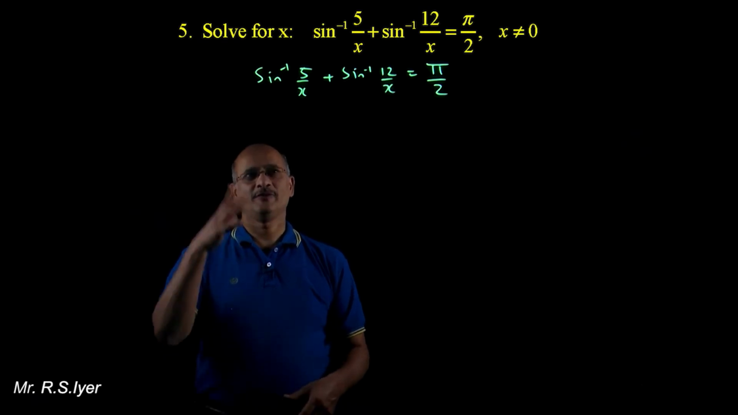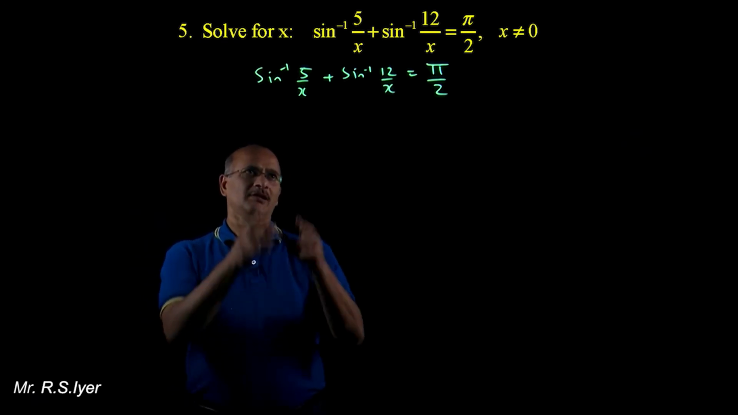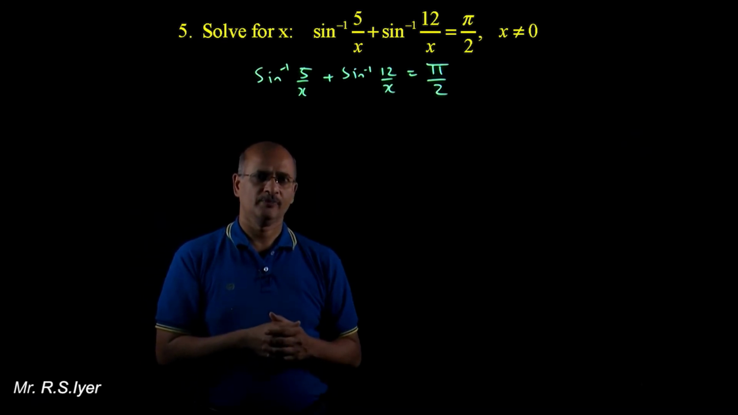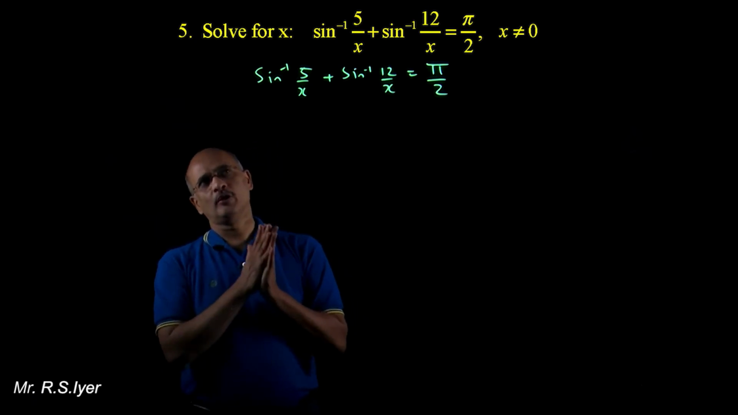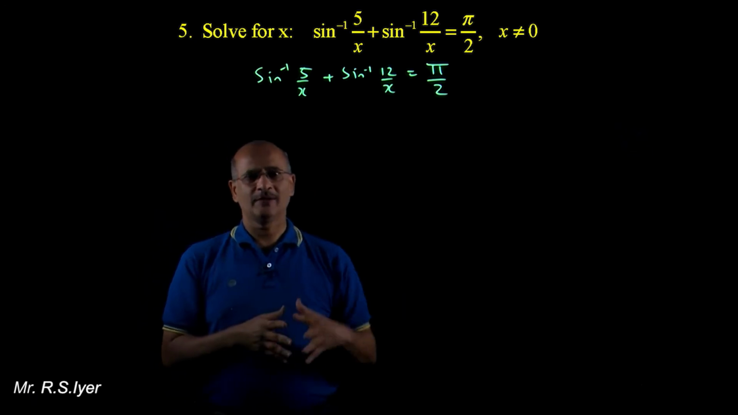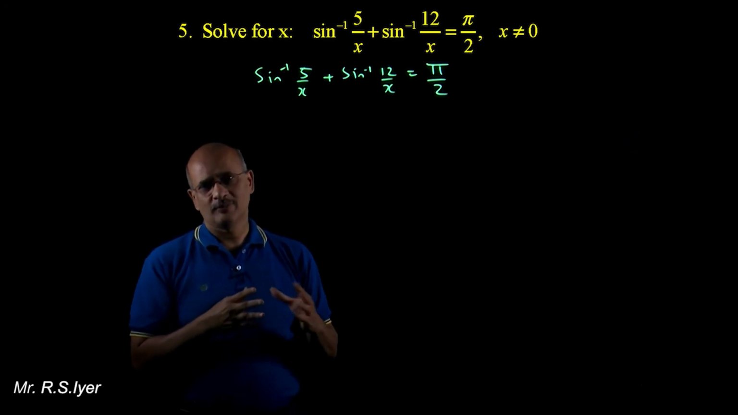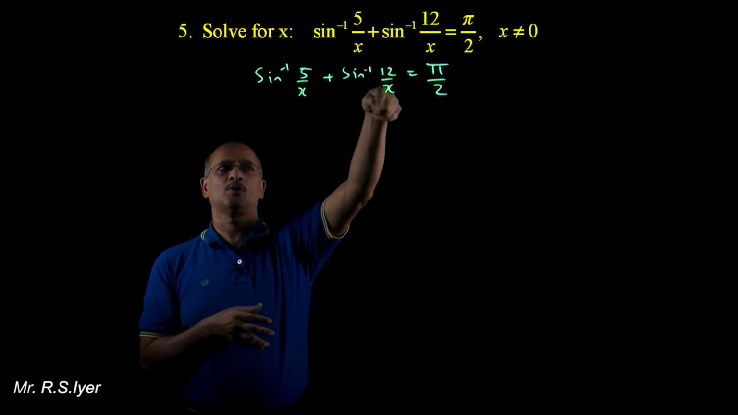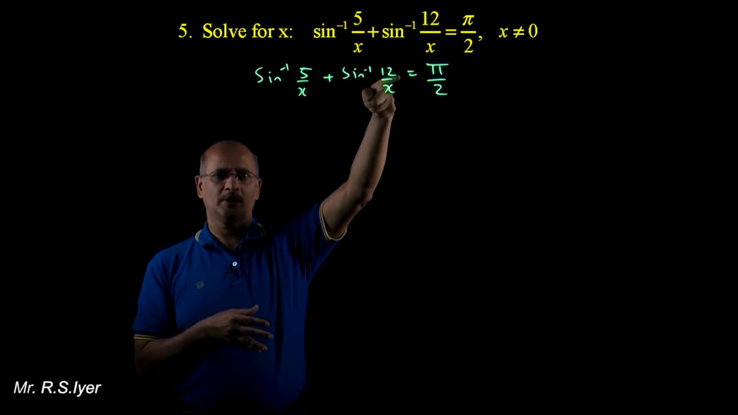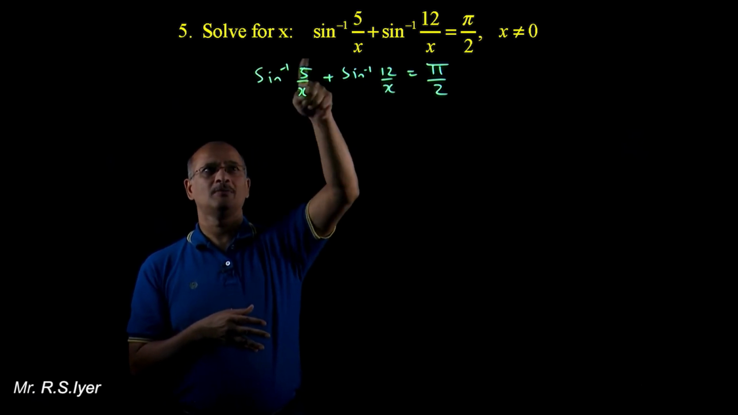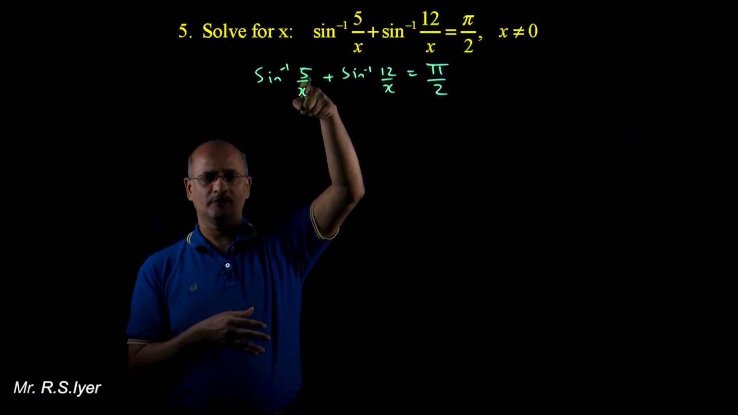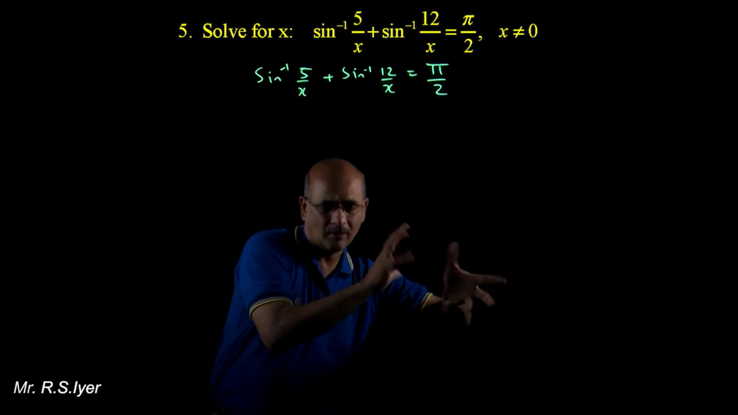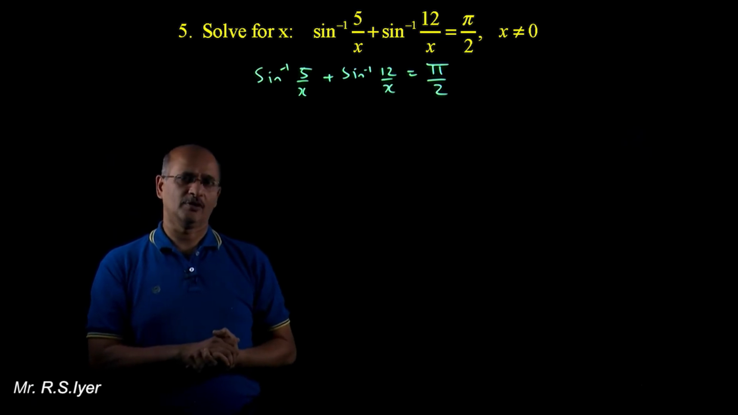Hi there, this is the 5th question, children. But there is a speciality about this question. You look at the x, it is in the denominator. If you are going to go ahead with the sine inverse x plus sine inverse y formula, it will be very time consuming, because it will be sine inverse x root 1 minus y square, 144 upon x square, plus y root 1 minus 25 upon x square. So it will be a little bit complicated in nature as you go further in simplification.